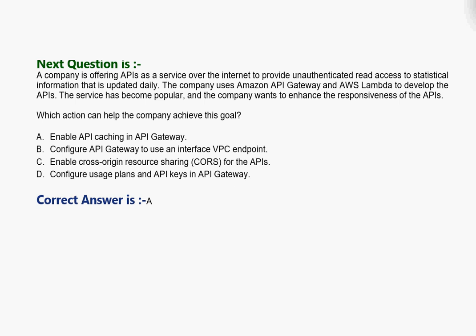Option A. Enable API caching in API Gateway. Option B. Configure API Gateway to use an interface VPC endpoint. Option C. Enable cross-origin resource sharing (CORS) for the APIs. Option D. Configure usage plans and API keys in API Gateway. The correct answer is A.